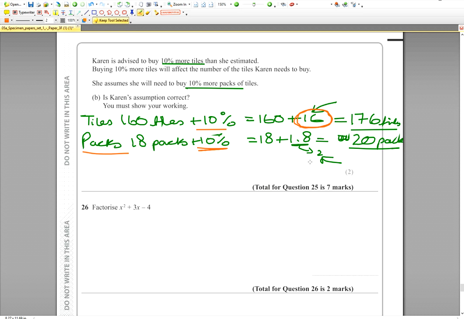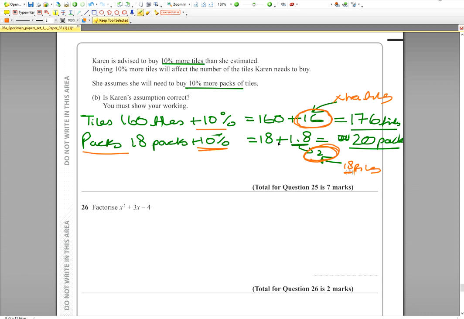You can't buy that. So she needs how many more packs? 2 packs. Okay. But if you buy 2 packs, how many tiles will be in the 2 packs? 18. So you'll buy 18 tiles extra, but you only actually really need how many extra? 16. So you need 16 tiles, but you end up buying 18, so you end up buying more.